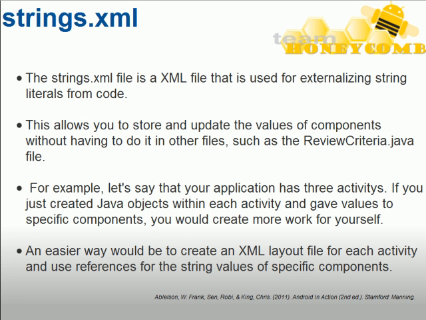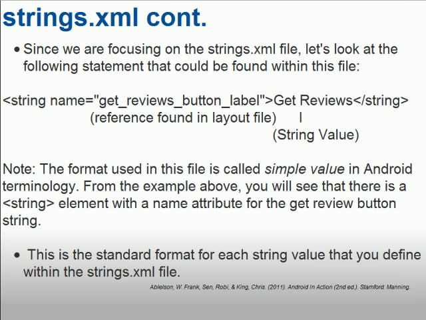The next topic is the strings.xml file. The strings.xml file is an XML file that is used for externalizing string literals from code. This allows you to store and update the value of components without having to do it in other files, such as the ReviewCriteria.java file. For example, let's say that your application has 3 activities. If you had just created Java objects within each activity and gave values to specific components, you would create more work for yourself. An easier way would be to create an XML layout file for each activity and use references to string values of specific components.